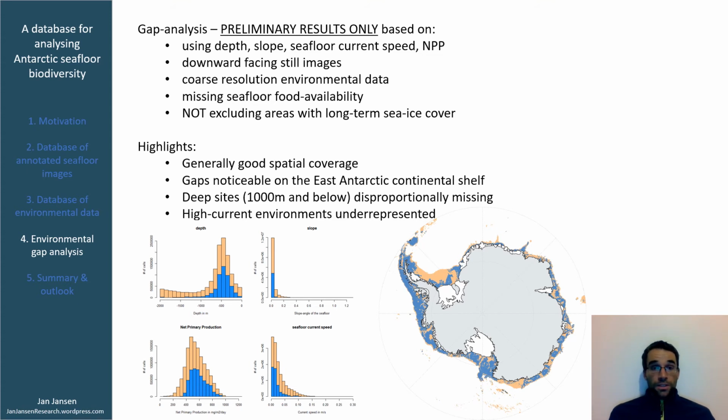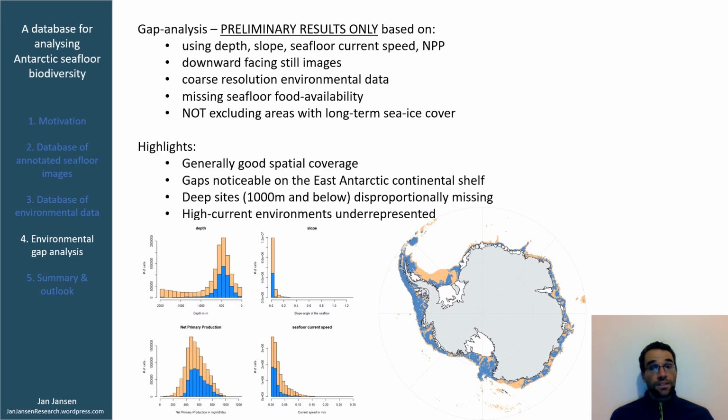What we noticed is generally there's a good spatial coverage. There are some gaps noticeable on the eastern Antarctic continental shelf where we have fewer data, and deep sites are disproportionately missing. Also, we have high current environments that are underrepresented, and you see these in these bar plots on the bottom left. We have the sample sites, and the environmental cells that are similar to sample sites and dissimilar in blue and orange for depth, slope, net parameter reduction, and seafloor current speeds.